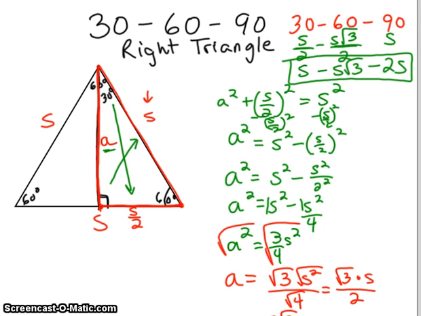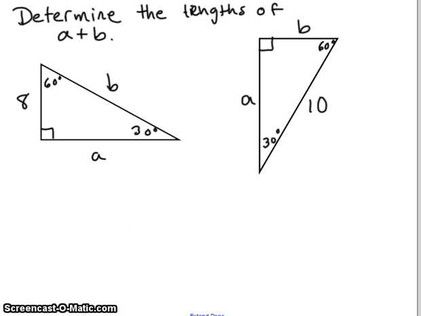Okay? Now how does that help us out? Well, let's go on to some examples here. Okay, so we have our 30, 60, 90 triangle, and we have one side length. We have the side length across from the 30-degree angle. So we have 30, 60, 90. Across from the 30-degree angle is 8.